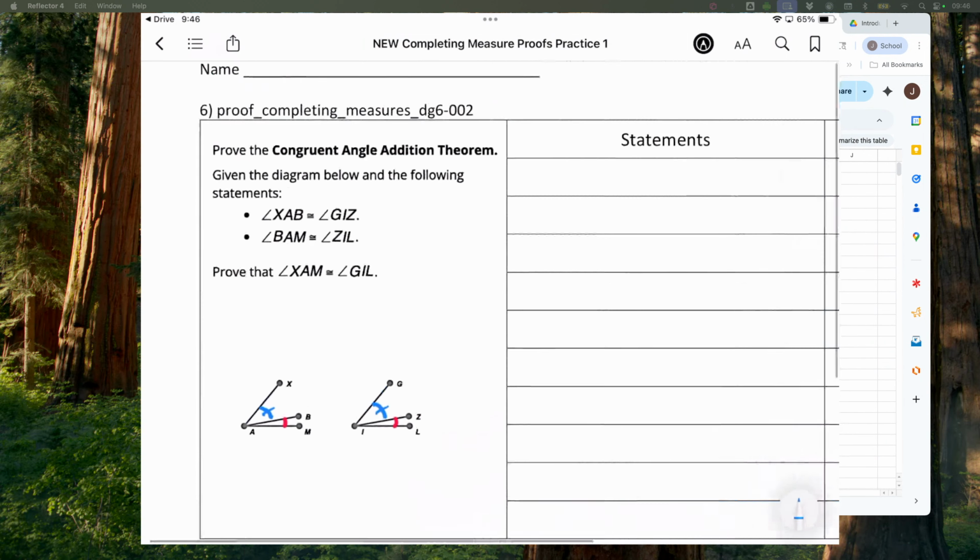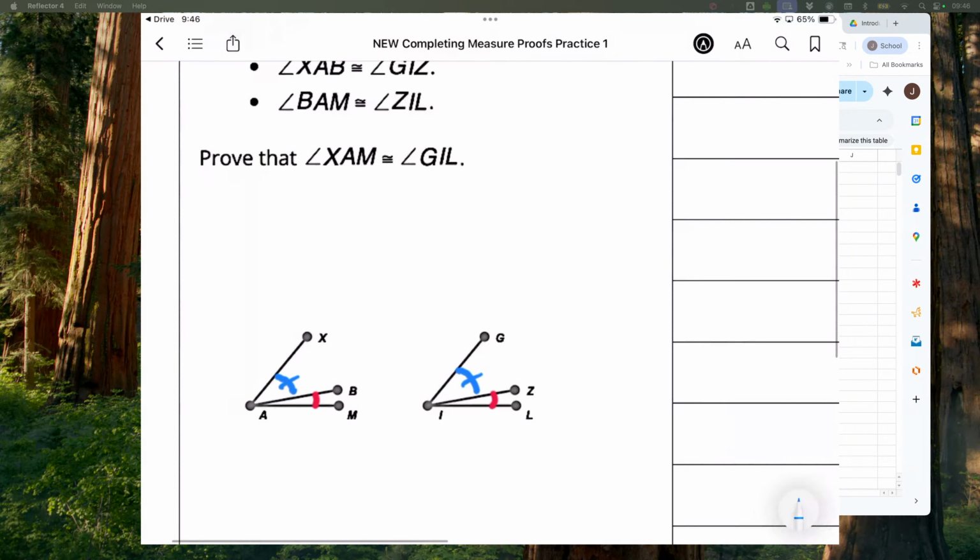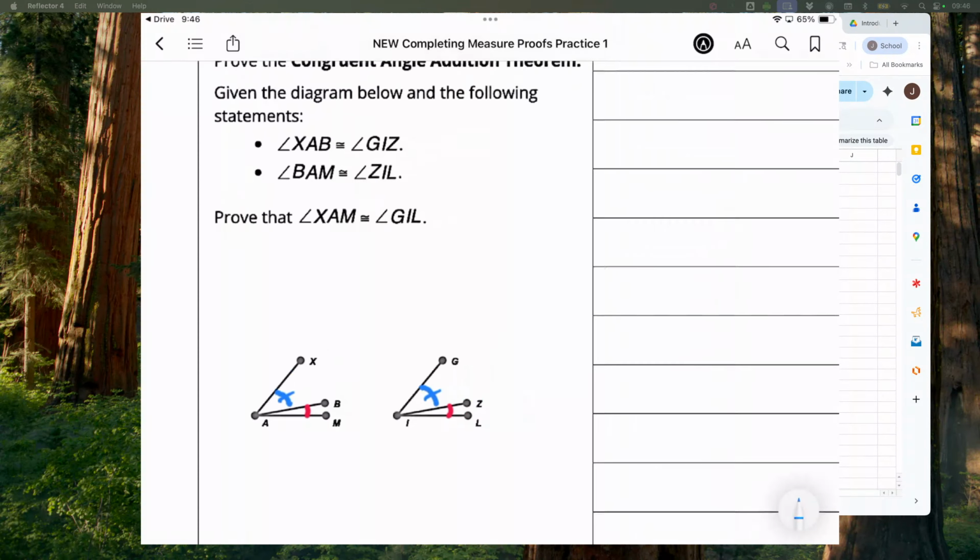Okay? The way we're going to do that is we're going to say, well, if we have the blue and the red angle on the left, and we add them up, that will make the big angle. If we have the blue and the red angle on the right, and we add them up, that will make the big angle. And if we did the same thing to both sides and they were equal to start with, they're going to be equal to end with.